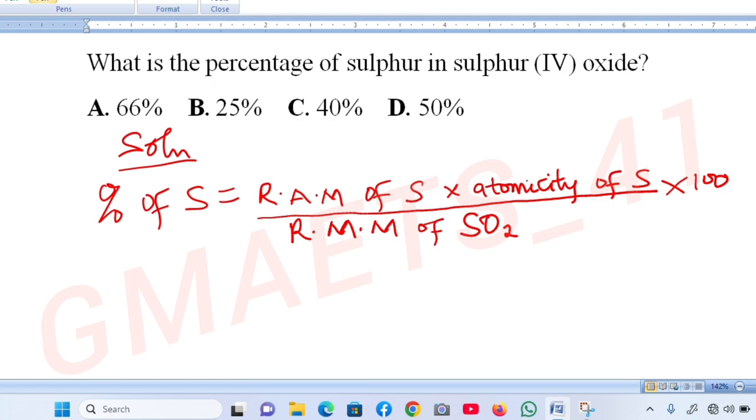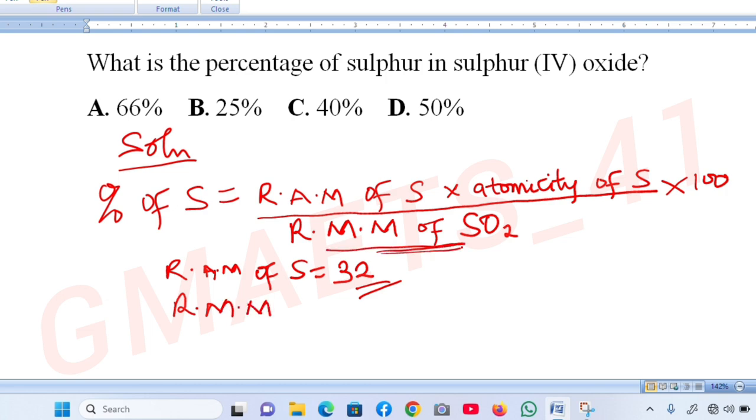Now, with this formula, I have to substitute. But first, you get the RAM of sulfur. What is the RAM of sulfur? You know, RAM of sulfur is equal to 32. So take note of this. Now, what is the relative molecular mass of sulfur IV oxide, which in this case is the denominator? RMM of sulfur IV oxide.